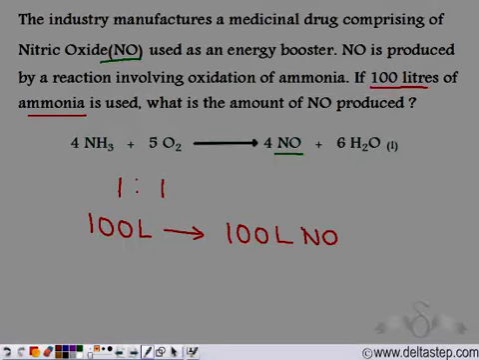So whenever gases react, they react in volumes that bear a simple whole number ratio. If you see the ratio of ammonia to oxygen, it's 4:5, and ammonia to nitric oxide, it's 1:1. Keep in mind, the water formed in this case, this subscript L shows that it is in the liquid state, so the volume of water is 0. So in this case, we get 4 volumes of ammonia giving 4 volumes of nitric oxide. So 100 liters of ammonia used in the reaction produces 100 liters of nitric oxide.